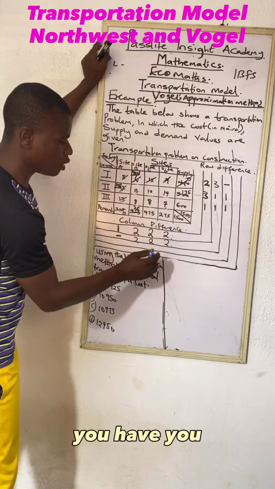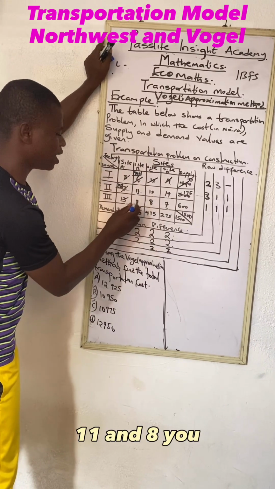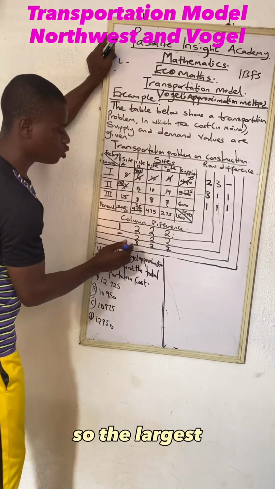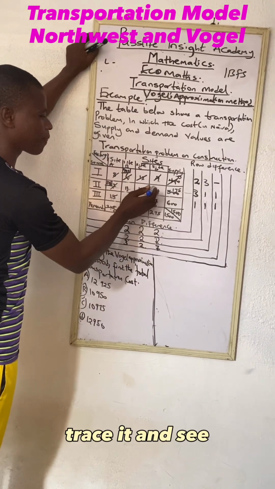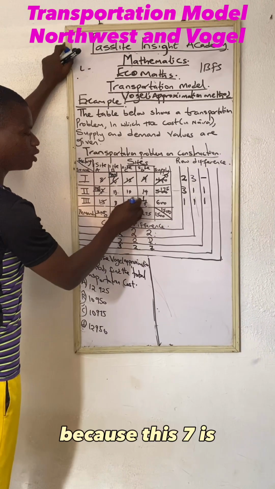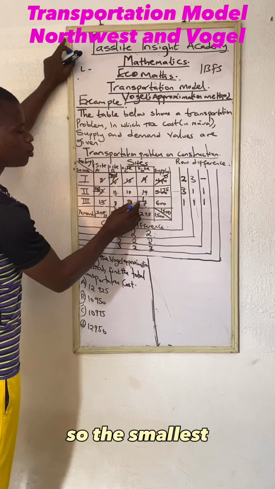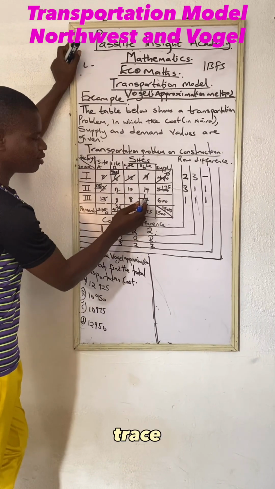7 and 14, what do you have? You have 7. 10 and 8, you have 2. 11 and 8, you have 3. So the largest one among them is your 7. So use the 7 to trace it and see. So this 7, you see it's here now. Trace it to the smallest number. The smallest number is 7. Between 7 and 14, that is 7. So let's go. Trace it.